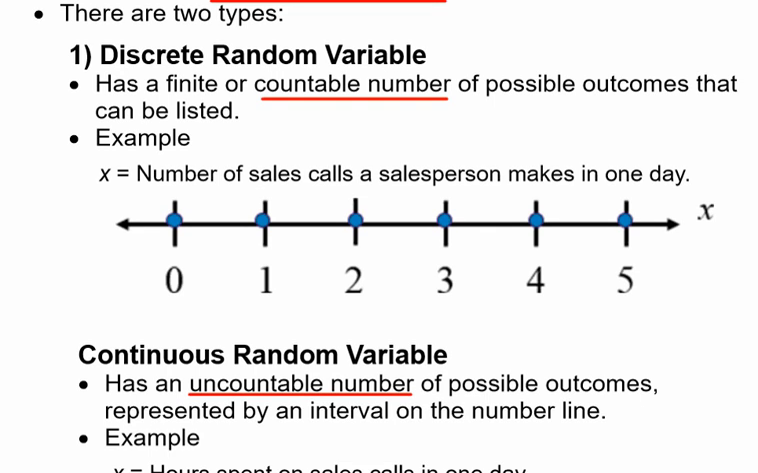An example is the number of sales calls a salesperson makes in one day. That can only be discrete. You can't make 1.5 calls or 3.2 calls. You can only make 0, 1, 2, 3, 4, 5. So discrete means individual pieces.